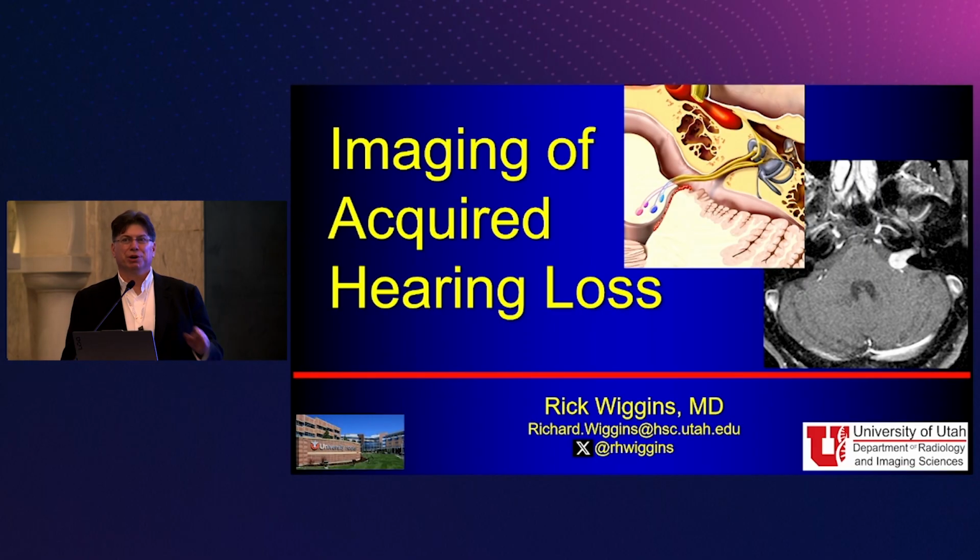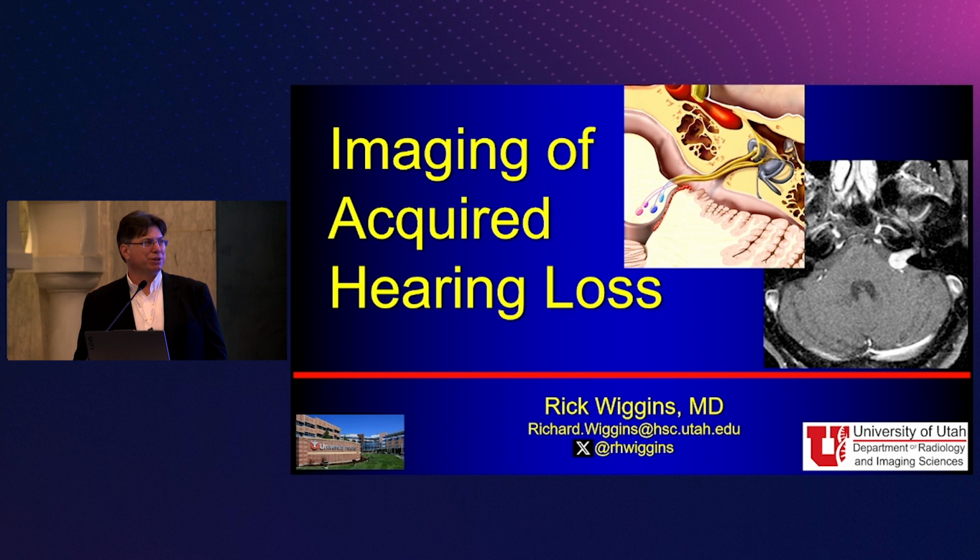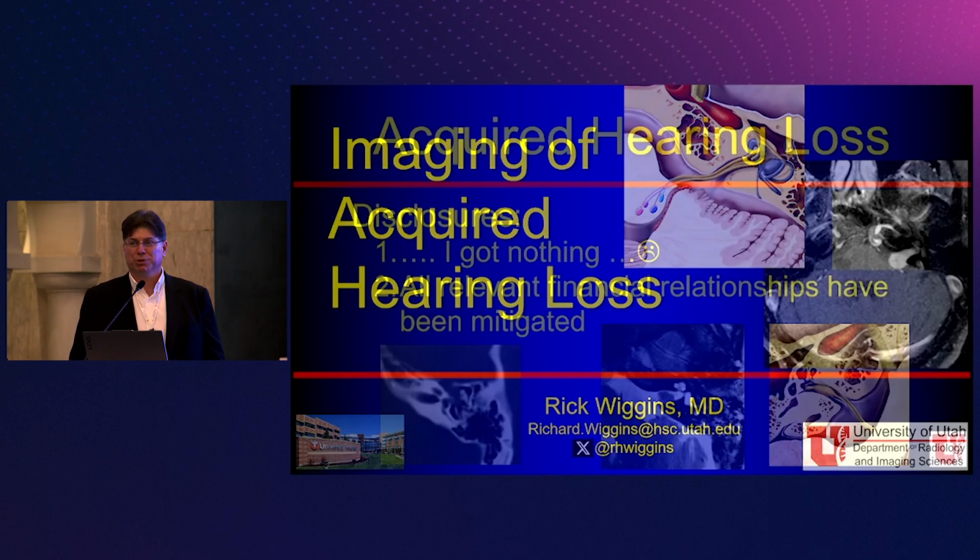So we heard earlier about congenital hearing loss. I'm going to talk about acquired hearing loss. We're going to review all these cases, the important anatomy, how we think about acquired hearing loss, and how we image it on cross-sectional imaging. And like a lot of areas around the temporal bone and skull base, we're going to see how CT and MRI are complementary to evaluate these areas.